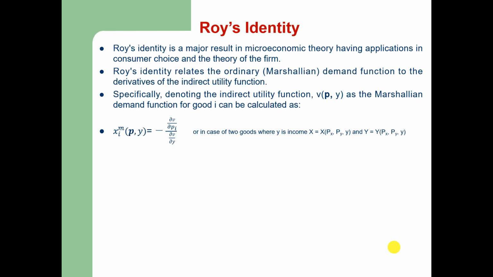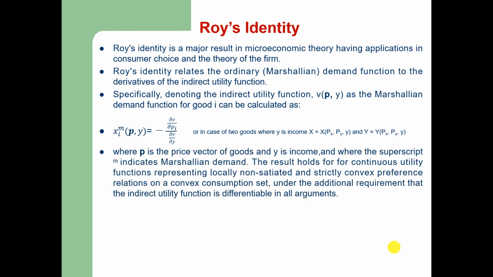Or in case of two goods where y is income, x is a function of price of x, price of y, and income of the consumer, and y is the function of price of x, price of y, and consumer income. The small y in both these functions is the consumer income, where p is the price vector of goods, y is the income, and where the superscript m indicates Marshallian demand.